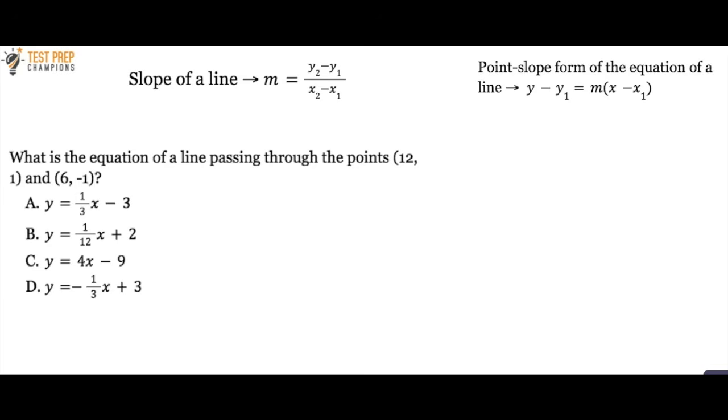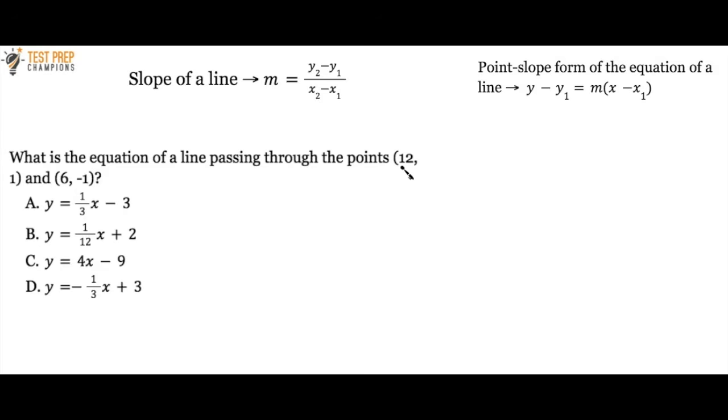So the next question says, what is the equation of a line passing through the points (12, 1) and (6, -1)? Is it A, B, C, or D? And to save you time, I've given you the two formulas that you need, the slope of a line and the point slope form of the equation of a line. As always, you'll have to get these from your formula sheet on the test. So now's your chance to pause the video, try to figure this out, and whenever you're ready, we'll go over the answer.